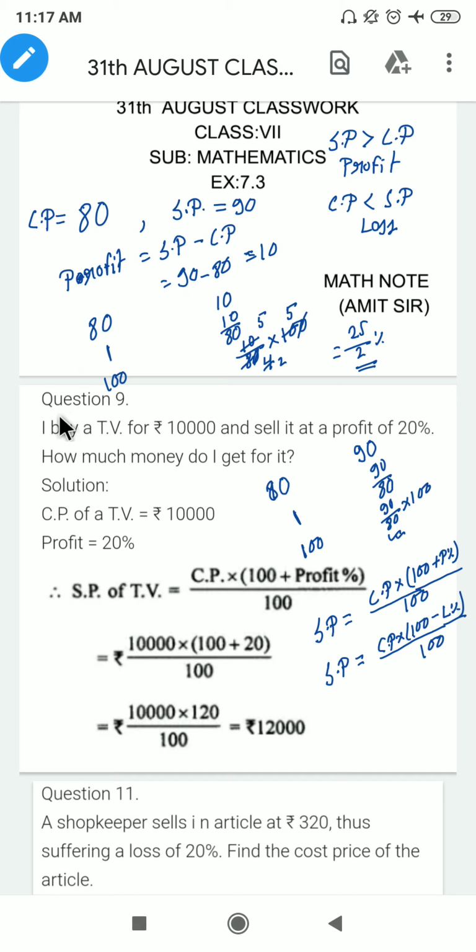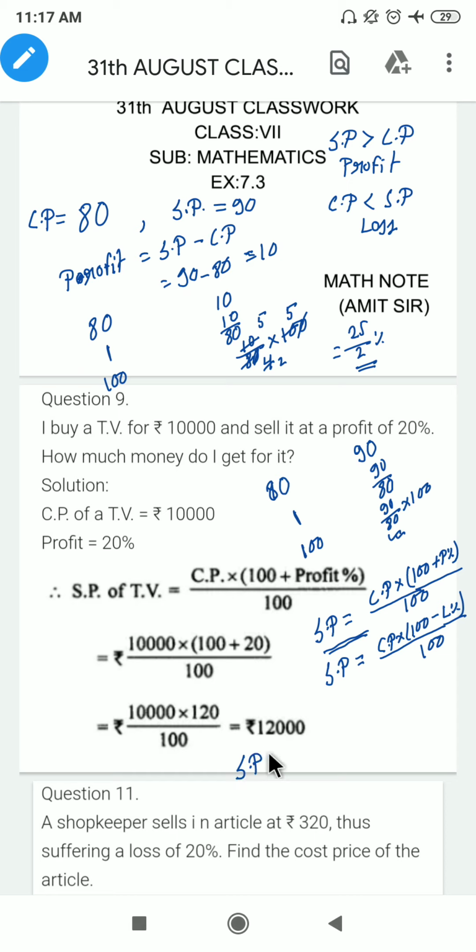Now go to our first problem, question number 9. Question number 9 says: I buy a TV for this much rupees and sell it at a profit of 20%. So how much money do I get for it? That means you have to find the selling price. So which formula do you have to use? This formula you have to use. Here you have to find the selling price.